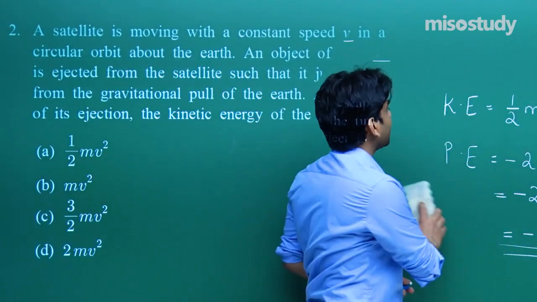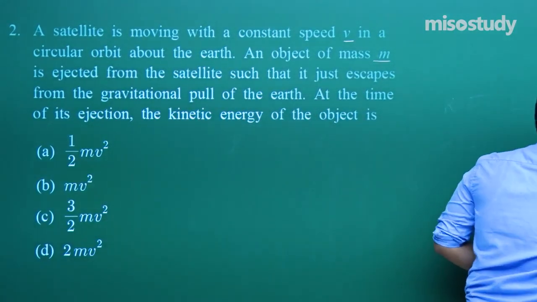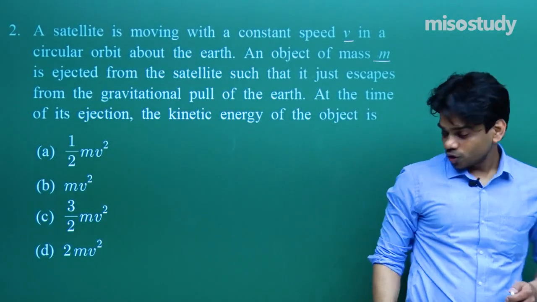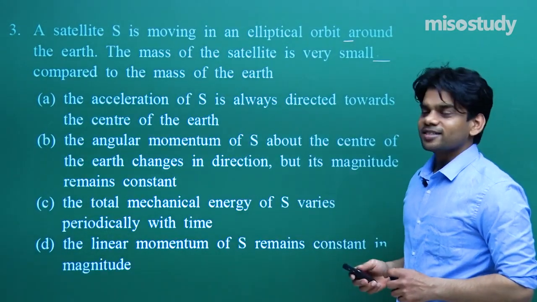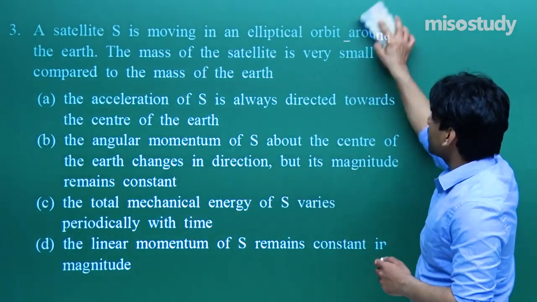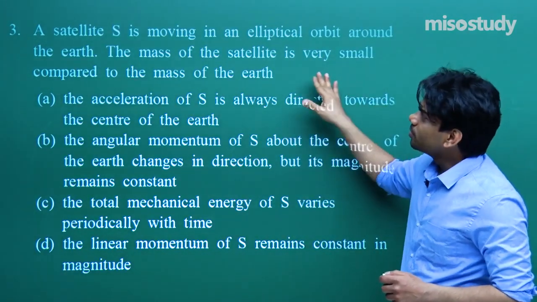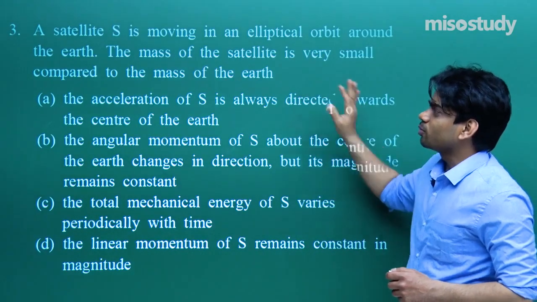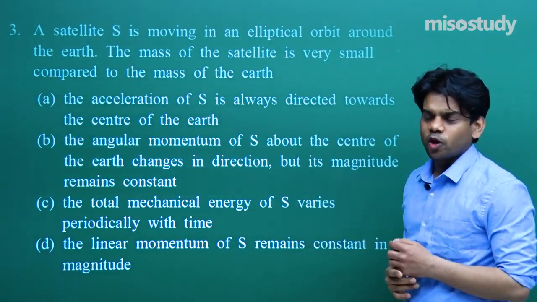Next question. I believe that you would have understood how to solve such an interesting question. Next question of the class, we have the third one. A satellite S is moving in an elliptical orbit around the earth. The mass of the satellite is very small compared to the mass of the earth. The satellite is moving all around the earth, that means planetary motion we are talking about.